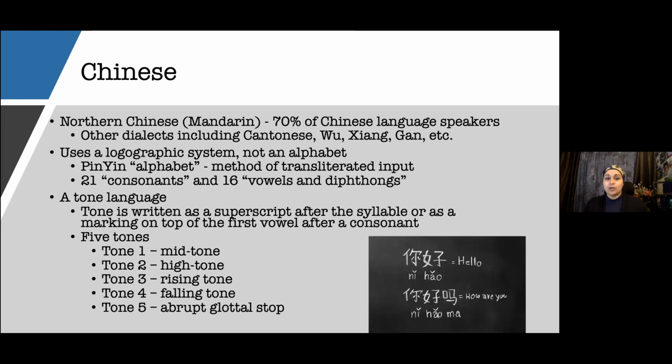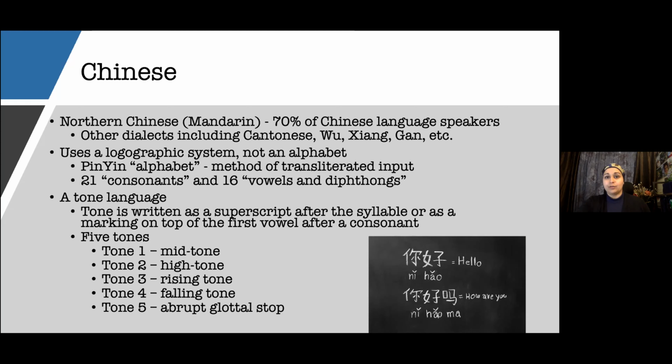And one more language that I wanted to go through here quickly, Chinese, because it has increased so much, especially in this region, I feel. So Northern Chinese or Mandarin is 70% of your Chinese language speaking. Other dialects can include Cantonese, Wu, Xiang, Gan, and others. It uses a logographic system, not an alphabet. So pinyin is their alphabet, which is their method of transliterated output. But there is no actual alphabet in Chinese. There are 21 consonants and 16 vowels and diphthongs. So a lot of vowels happening.